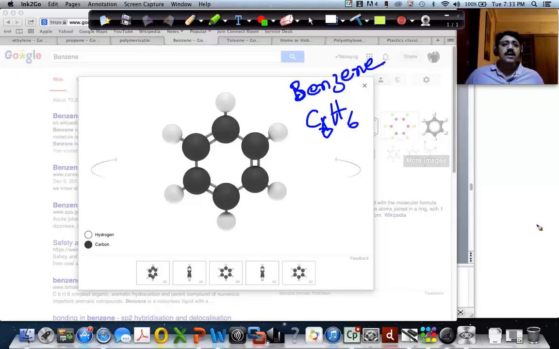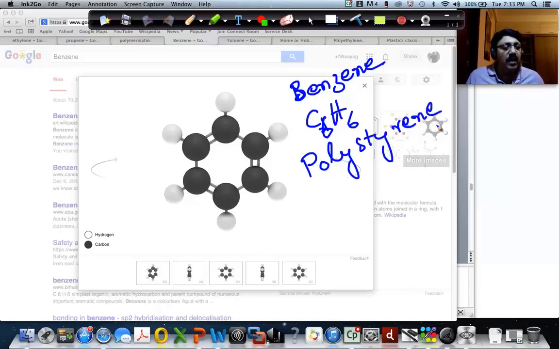Okay? C6H6. Now, I'm not going to show you how the polymerization of benzene looks. It'll look pretty complex. And one example of a polymer made out of benzene is called polystyrene. Polystyrene is an example of a polymer made out of benzene. Is this clear? Any questions on this?